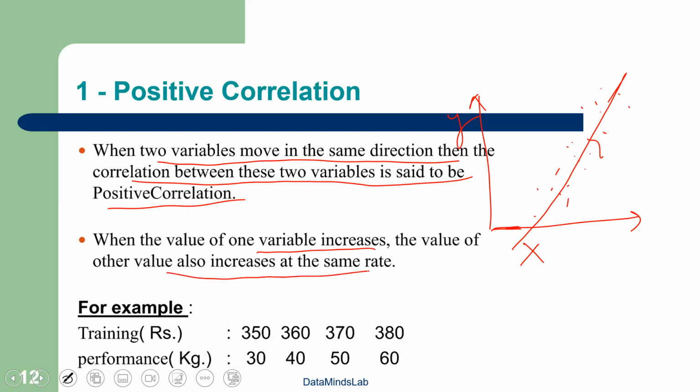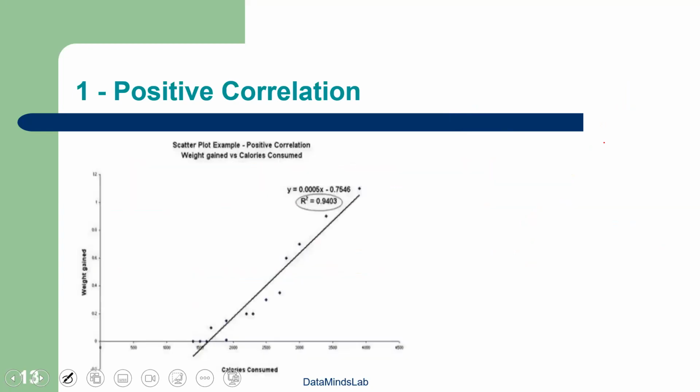For example, take training and performance. If I start from 300, then 350, and so on up to 400, and here it is 30, 40, 50, 60, and you take these points, you will get something like this. These are the points. If you look at them one by one, there is an increase in the trend. That is because of the positive correlation. This is a good example of a positive correlation.